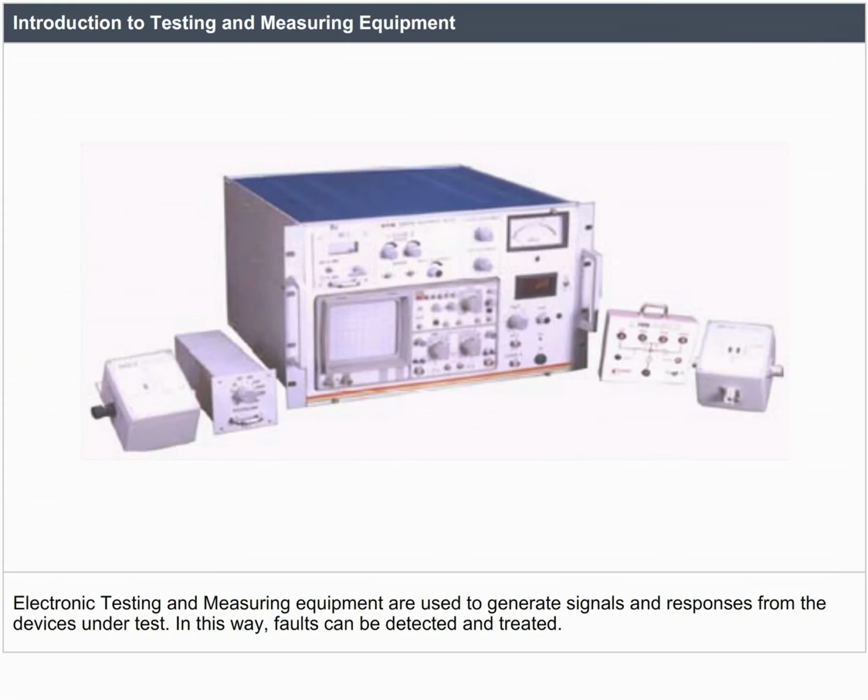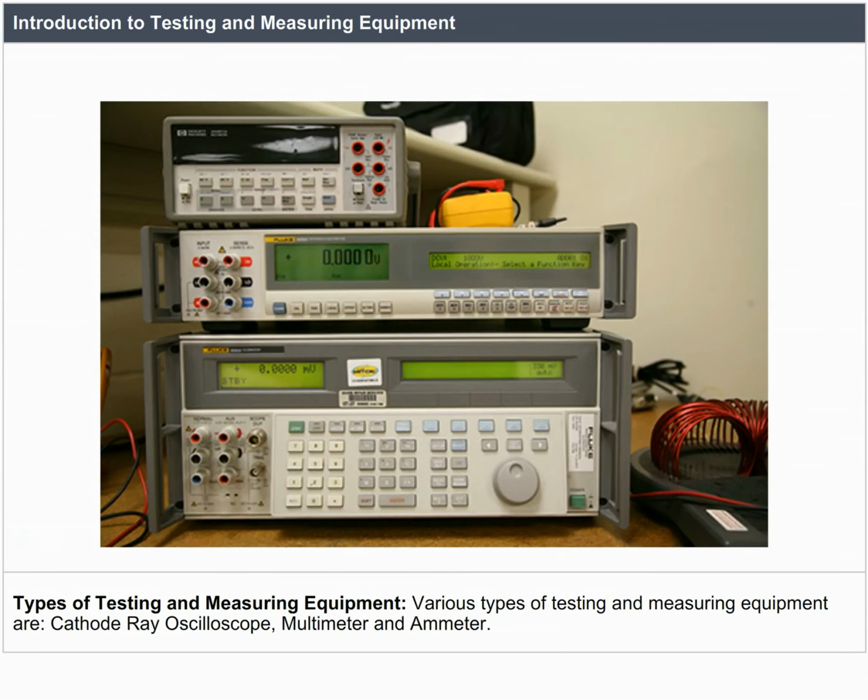Introduction to testing and measuring equipment. Electronic testing and measuring equipment are used to generate signals and responses from the devices under test. In this way, faults can be detected and treated. Types of testing and measuring equipment. The various types of testing and measuring equipment are cathode ray oscilloscope, multimeter, and ammeter.